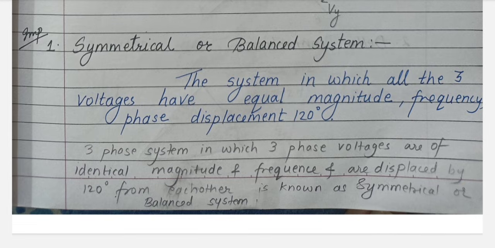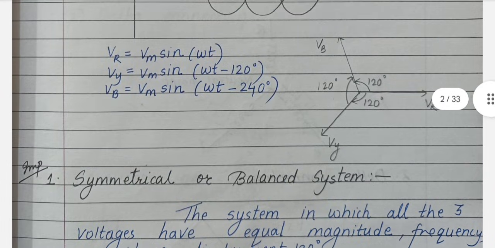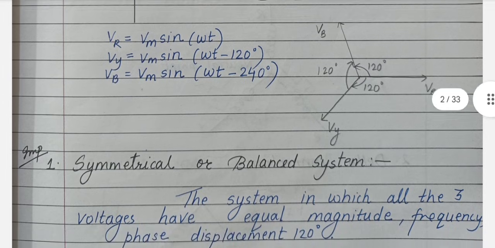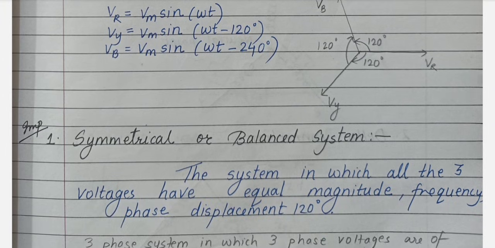So as per the definition, a three phase system in which three phase voltages are of identical magnitude and frequency and are displaced by 120 degree from each other is known as symmetrical or balanced system. So I think you will get the meaning very easily, like the system in which all the three voltages have equal magnitude, frequency, phase displacement. If we look at this phasor diagram in which I have shown 120 degree phase difference, that is the example of a balanced system. Why? Because it has equal magnitude and phase displacement, okay.